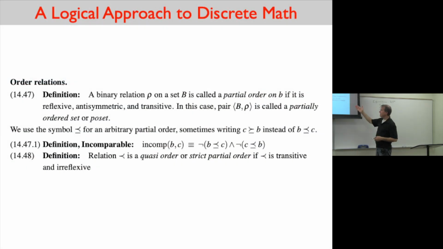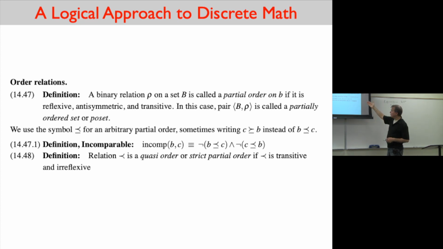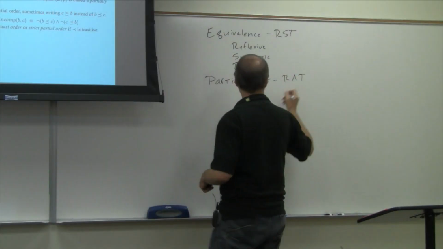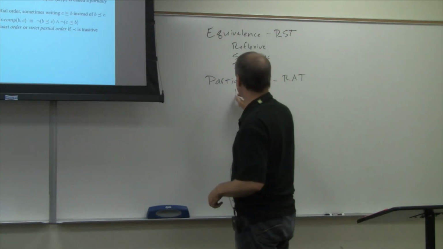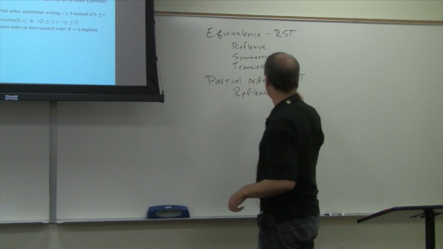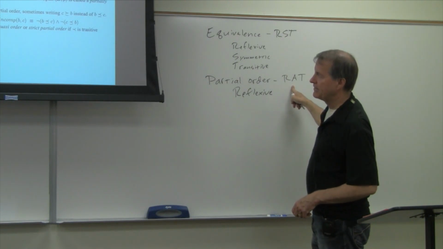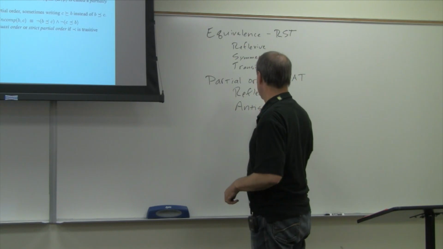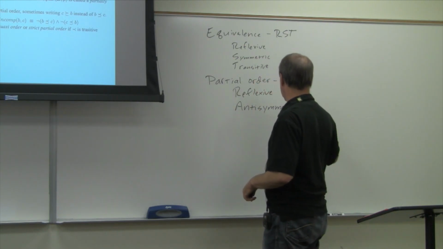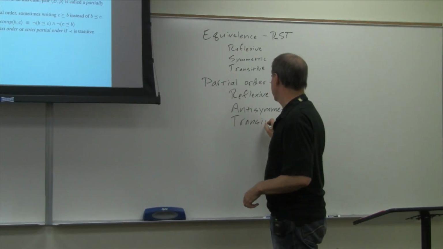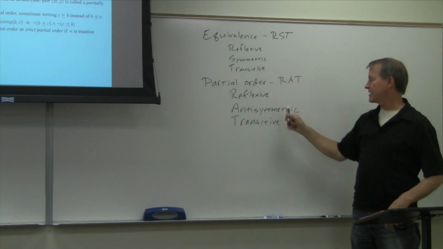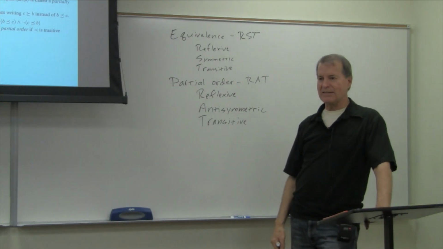Now let's take a look at the definition of a partial order. A binary relation rho on a set B is called a partial order on B if it is reflexive, but now instead of symmetric, it's antisymmetric, and transitive. So the only difference is, instead of it being symmetric, it's antisymmetric. You had to memorize for me on the last test the difference between antisymmetric and asymmetric.